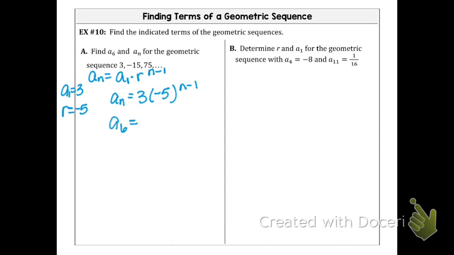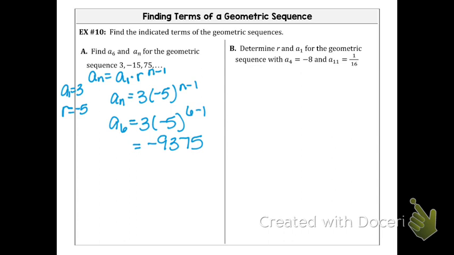So then we're after a sub 6, so notice the only difference is our n becomes a 6. Same thing on the other side. So I got 3 times negative 5 raised to the 6 minus 1. I'll just plug that in. 6 minus 1 is 5, negative 5 to the 5th times 3. It ends up giving me negative 9,375.